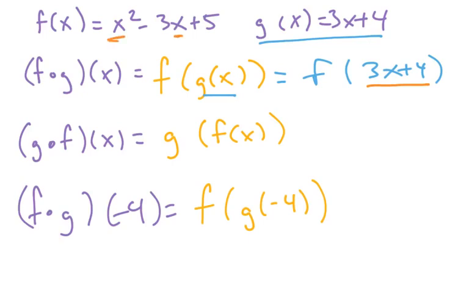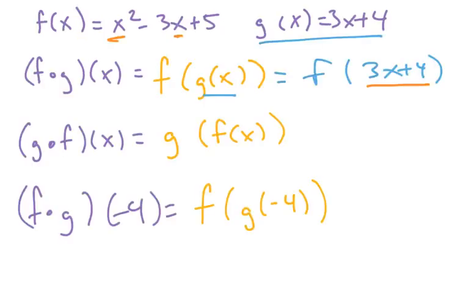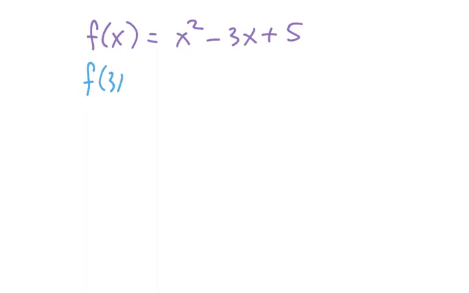Okay, I'm running out of space here, so let me rewrite it. It's going to be f of x equals x squared minus 3x plus 5. Let me double check that. Cool. And then we have f of 3x plus 4. So again, everywhere I see an x, I'm going to replace it with 3x plus 4. So I have an x here and an x here. Those are going to get replaced with 3x plus 4, and everything else stays the same.